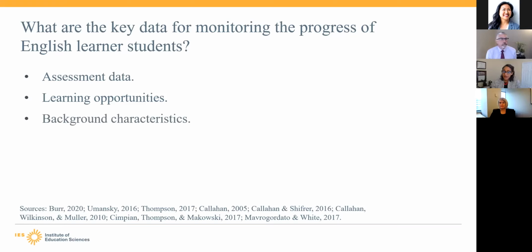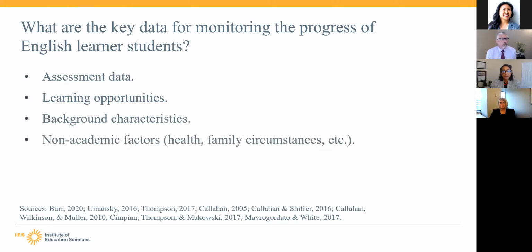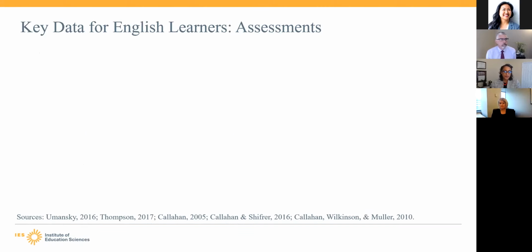Information about students' background characteristics can be helpful for additional context, though we of course want to be careful not to overinterpret that. Non-academic factors such as health and family circumstances we'll talk about a bit. And then of course the policy context in which students are identified and educated, which research is increasingly showing can make a fairly big difference in terms of what kinds of courses and supports students have access to, and the context in which they're educated.